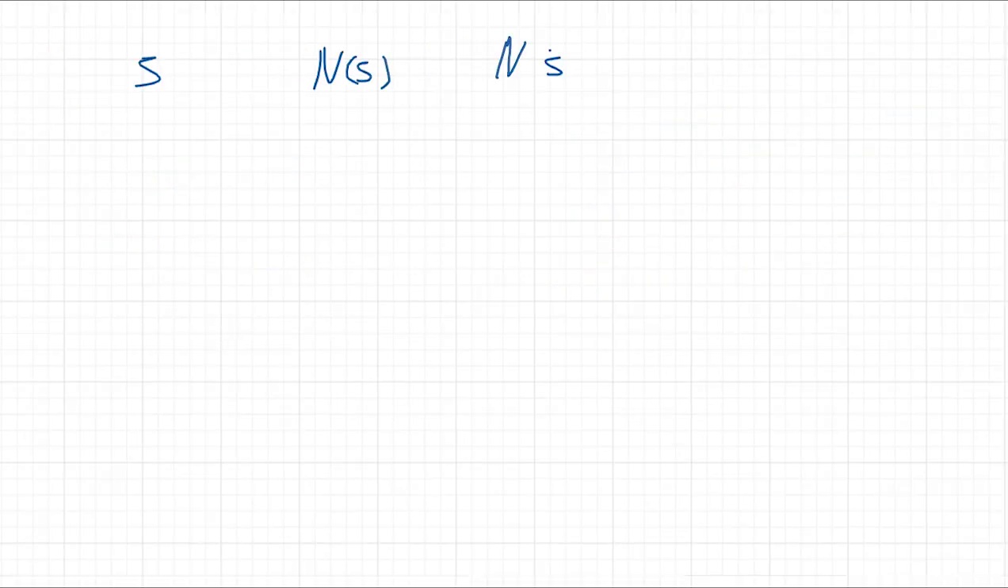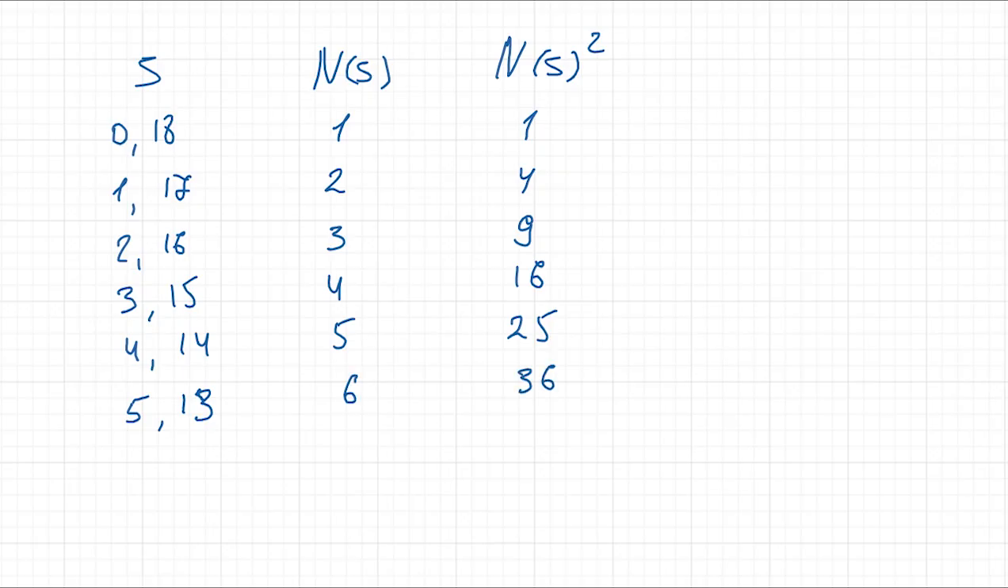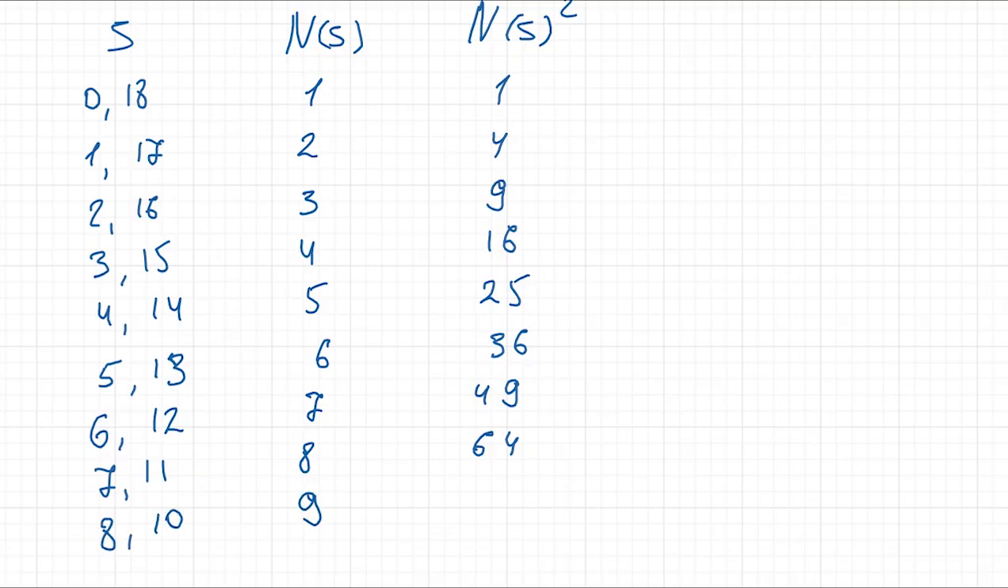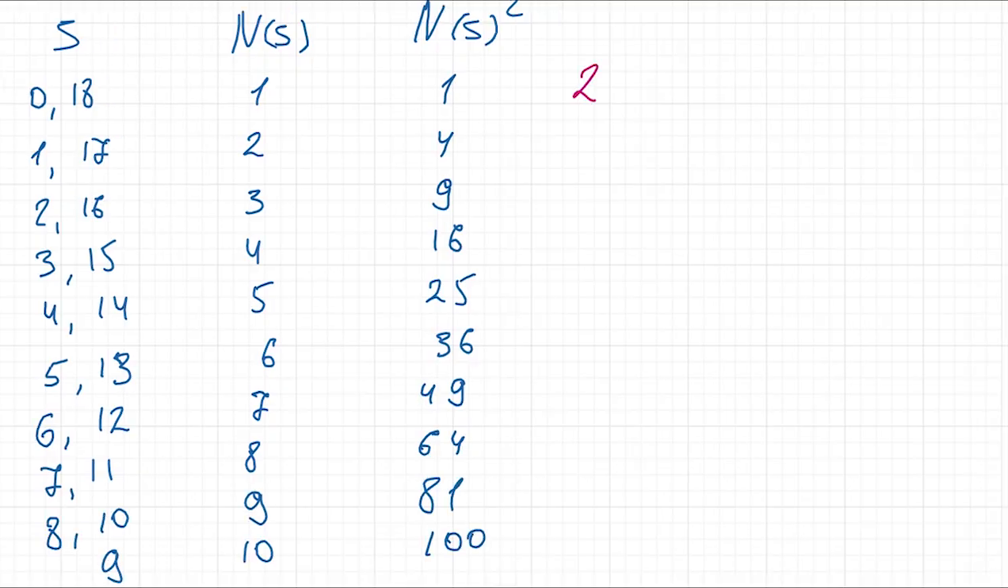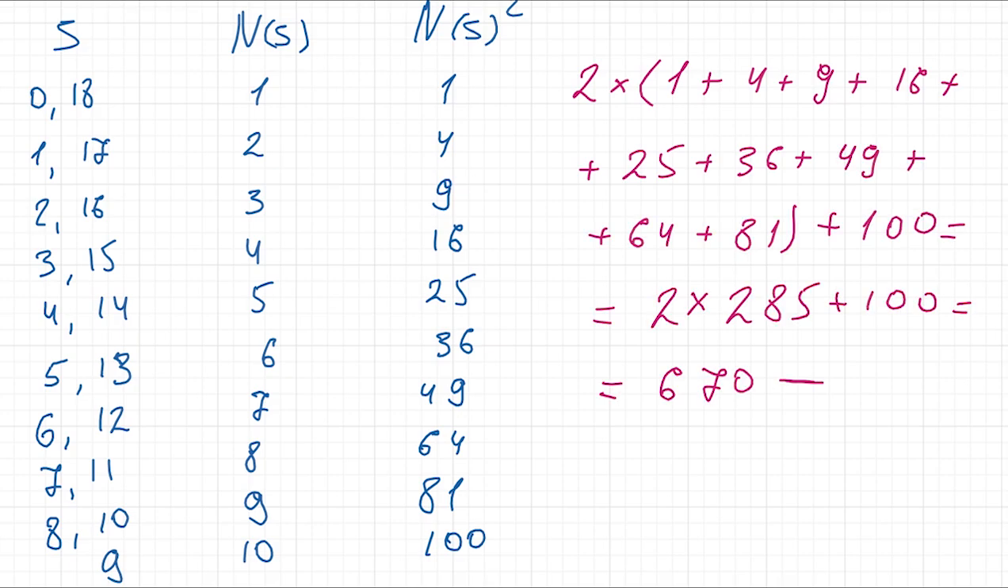Summing over all S, adding the squares: 2 times (1 plus 4 plus 9 plus 16 plus 25 plus 36 plus 49 plus 64 plus 81) plus 100. That is 2 times 285 plus 100. That is 670. Therefore, there are 670 lucky pins.